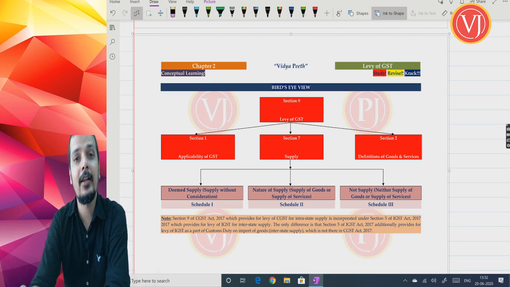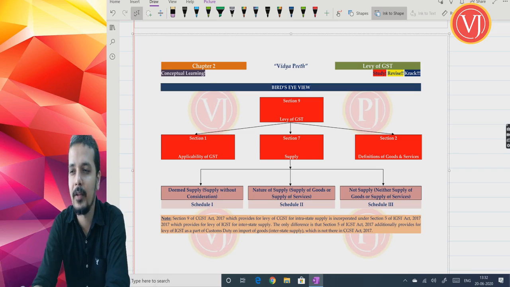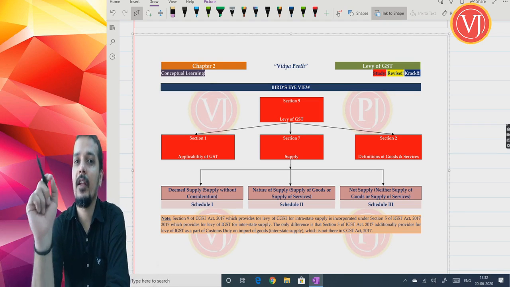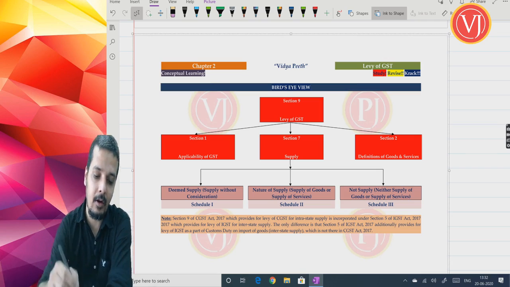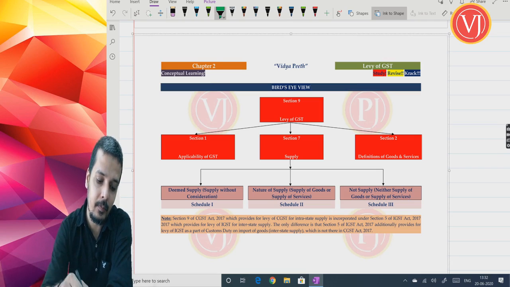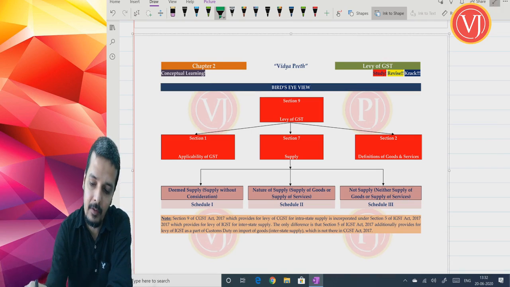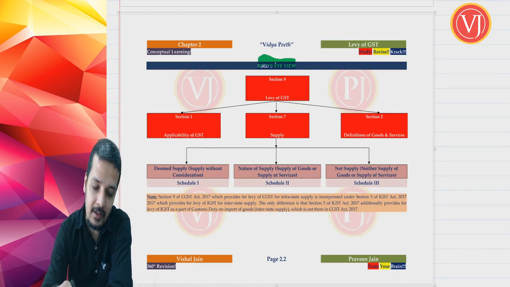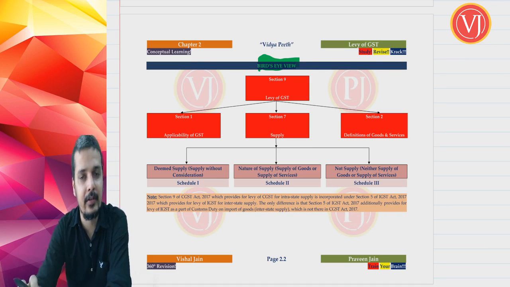Now my friends, you'll say that no sir, it's quite difficult to remember so many sections, so many rule numbers, notification numbers, and that too we have many subjects to learn at the same time. There's a simple way to understand it. Whenever we are starting a topic, we'll be discussing something called the bird's eye view. Now what will happen with this bird's eye view? You'll have much clarity on what we are going to discuss in this topic.